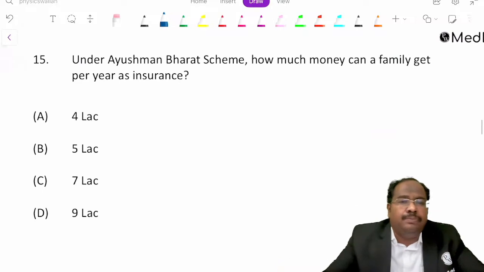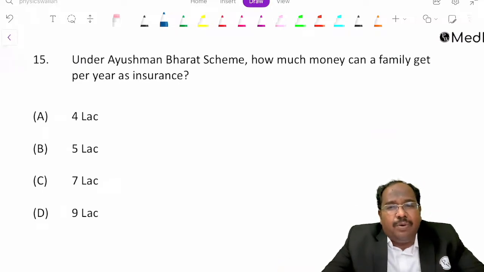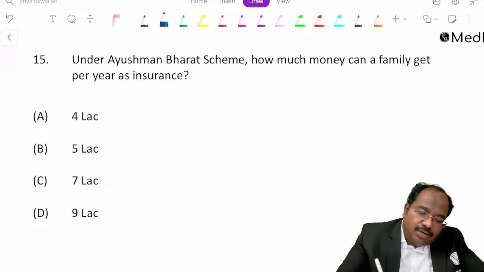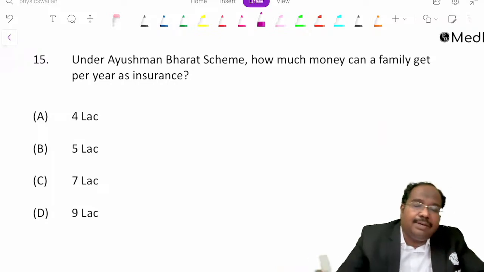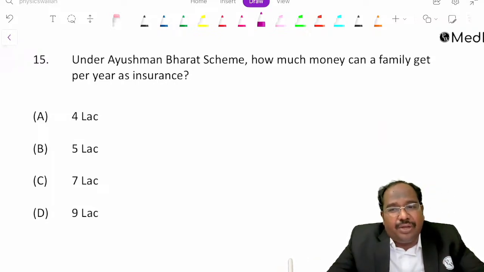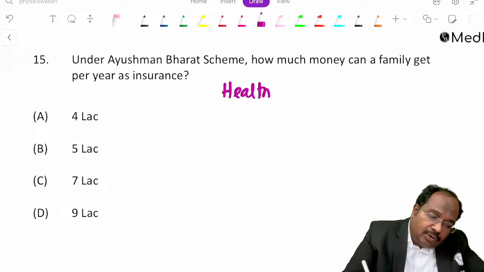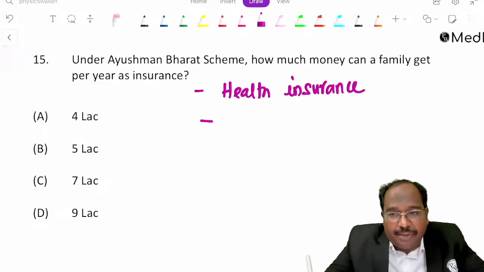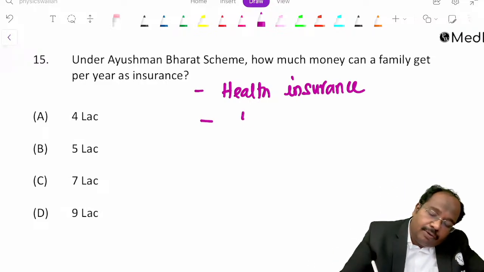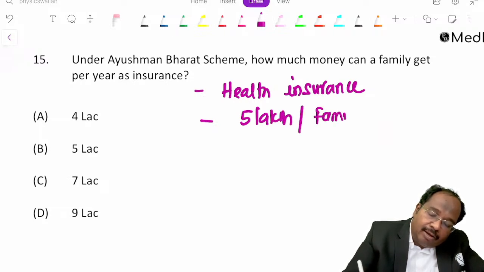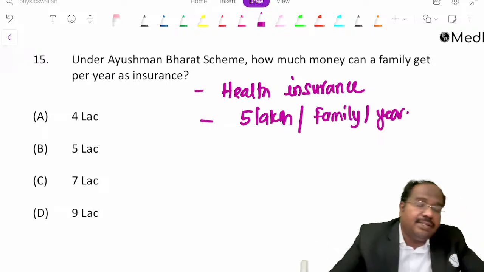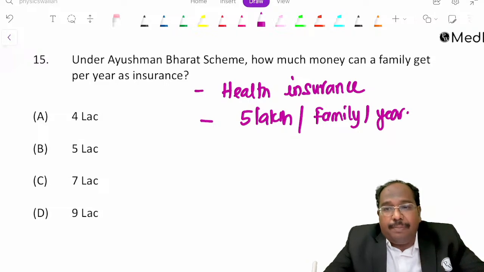Okay, answer this question. Under the Ayushman Bharat scheme, how much money can a family get per year as insurance? In the Ayushman Bharat scheme we have the Pradhan Mantri Jan Arogya Yojana. It's a form of health insurance for families. This is a recently asked exam question. It provides 5 lakh coverage, 5 lakh per family per year.